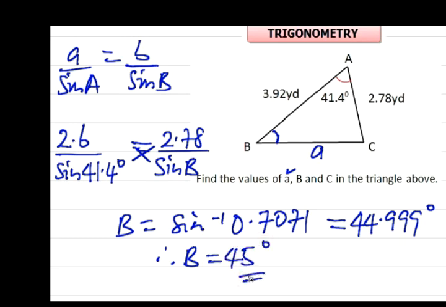So now you know, if you add 45 degrees to this one, subtract from 180, we'll get angle c. So you can just do that by yourself here. I put the answer here. C is equal to, that is 93.6 degrees.